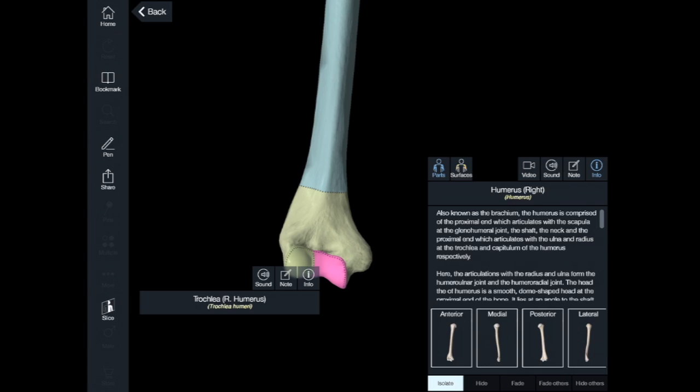So the elbow joint is formed by the articulation of the capitulum of the humerus with the head of the radius and the trochlea of the humerus and the trochlear notch of the ulna.